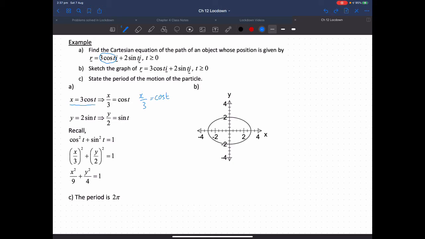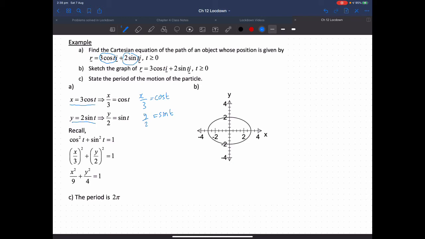Now we're going to get the y part of this equation. We can see from the equation y is equal to 2 sine t, which is what I've written down. Dividing both sides by 2, I get y divided by 2 equals sine t. So what I have there is x over 3 equals cos t, y over 2 equals sine t. I'm not going to take inverse sine or inverse cosine of either sides of the equation. It would give me something which would be very difficult to work from.